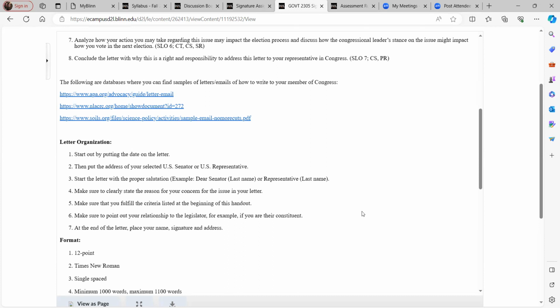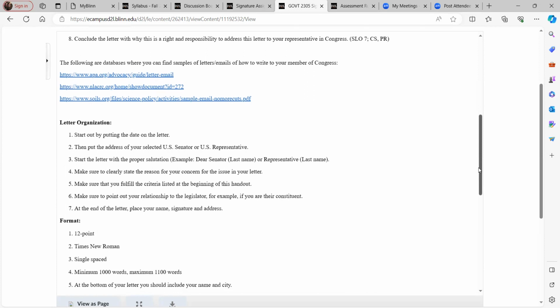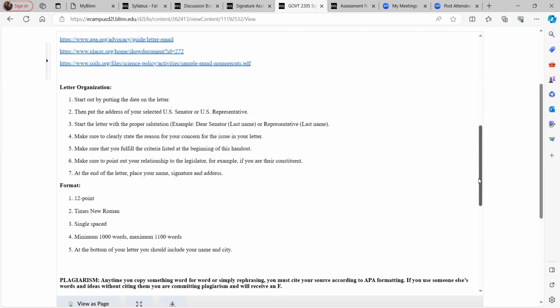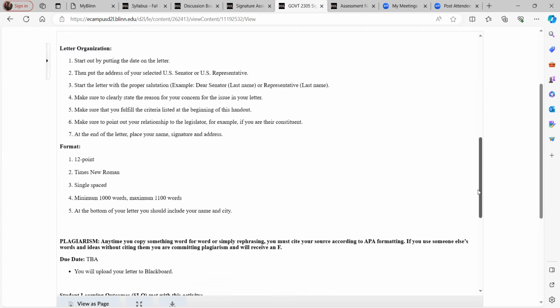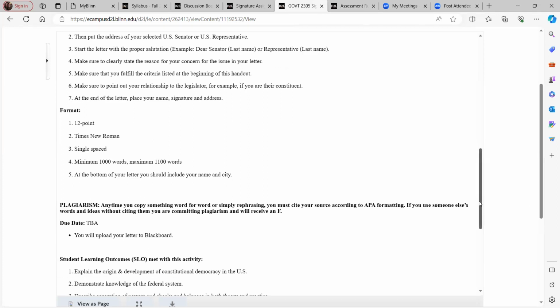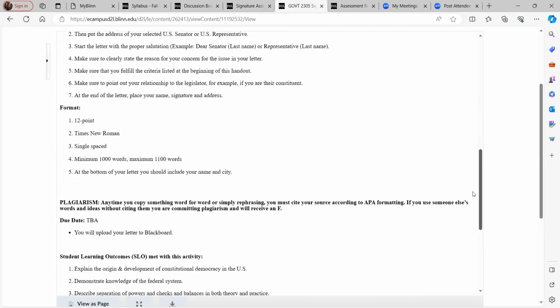Make sure to point out your relationship with the legislator, for example, if you are their constituent. At the end of the letter, place your name and signature. You don't necessarily have to put your actual address. You can put your city, or you can make a fake address. That's fine. So the format, of course, is 12-point Times New Roman, single space, minimum 1,000 words. Don't worry about the maximum. If you go over, that's not a problem, but make sure that you meet the minimum, right? And at the bottom of your letter, you should include your name and city. The handout goes into more detail on this.